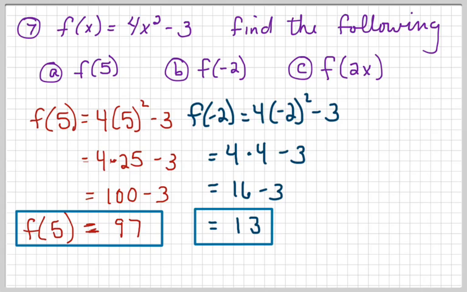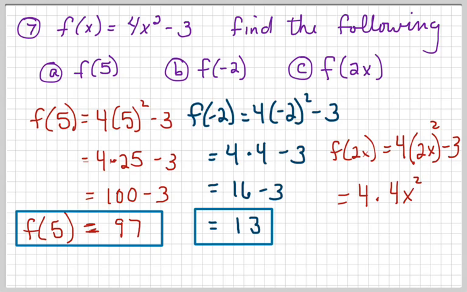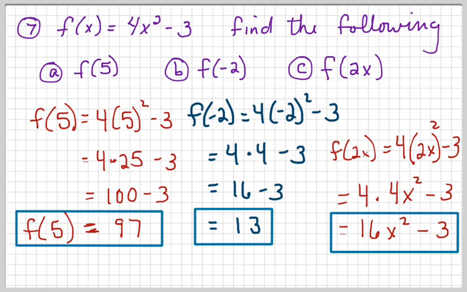And then lastly, f of 2x. We plug in 2x for x. So it goes 4. Instead of x, we put 2x and then square it, minus 3. Okay. Again, we square first. That's a 4x squared. Notice the parentheses are gone. I squared the 2, so I don't have it squared above that, but the x is squared, so I have to write it that way. That gives me 16x squared, multiplying it out, minus 3. And that's how you evaluate functions.